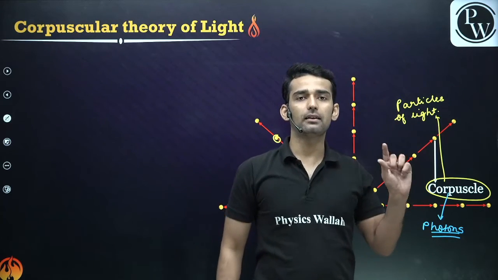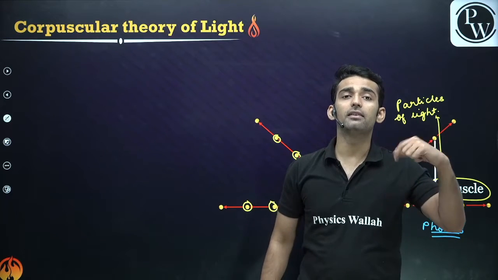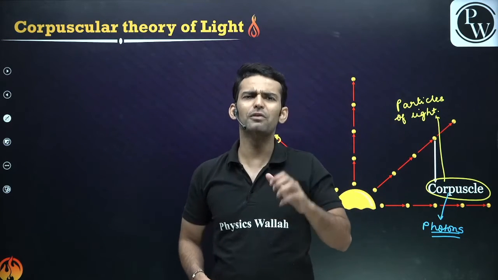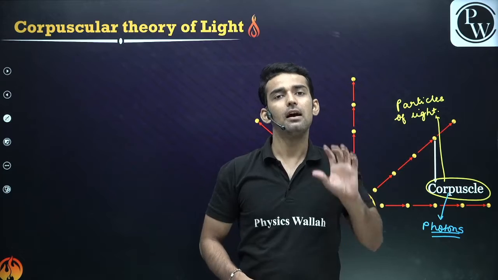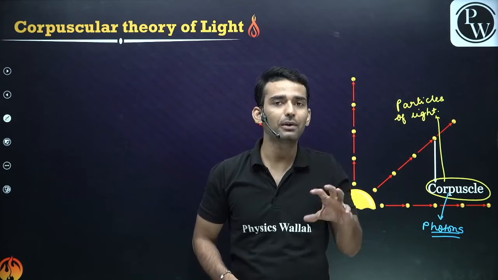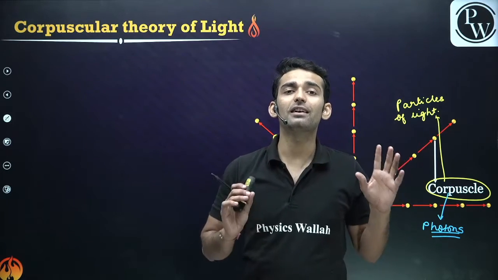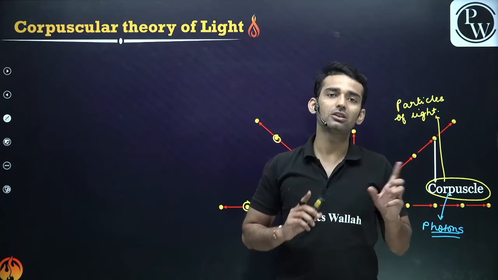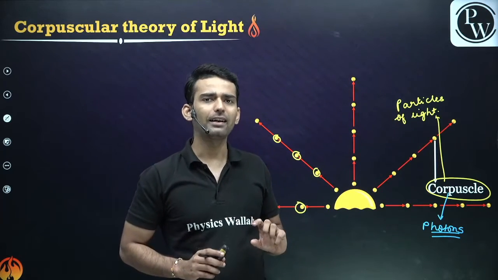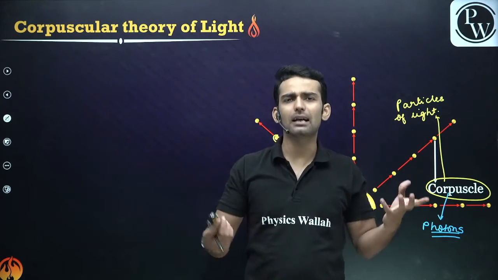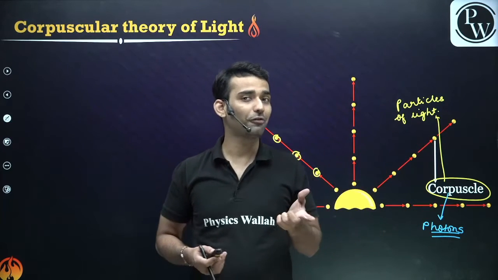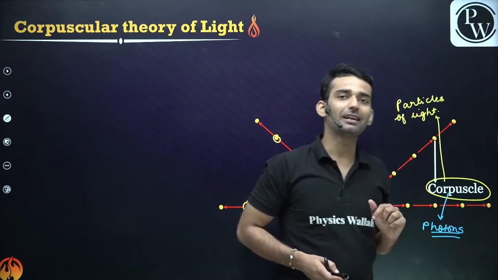For example, a solar cell basically works on the photoelectric effect. You will study this effect in detail in the higher classes, but what I can tell you at this level is that a solar cell works on the particle theory of light, on the photon theory of light, right? So many experiments are there which prove the particle theory of light. Okay guys, is it clear now?